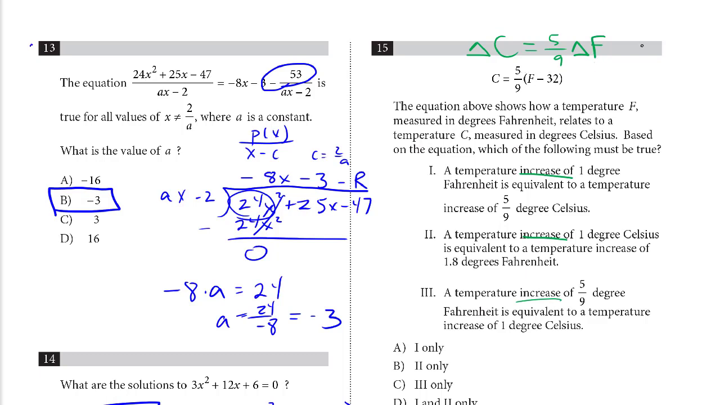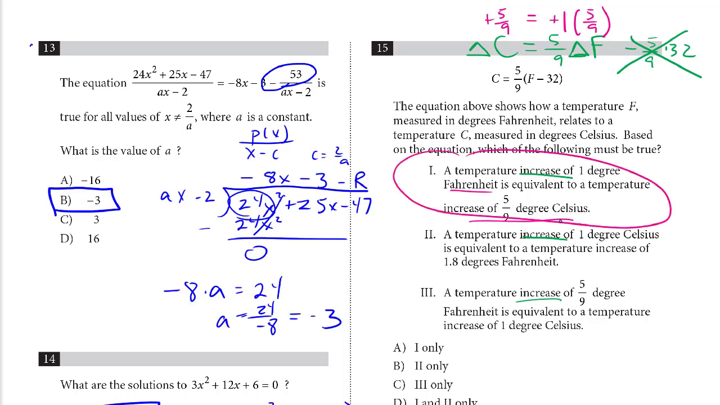And then when I distribute 5/9 times 32, the change in a numerical constant is 0. So really, change in Celsius equals 5/9 change in Fahrenheit. If I have a 1 degree Fahrenheit change, that's going to be equivalent to a temperature change of plus 1 times 5/9, which equals plus 5/9 Celsius. So an increase of 1 degree Fahrenheit is equivalent to an increase of 5/9 Celsius. Number 1 is true.